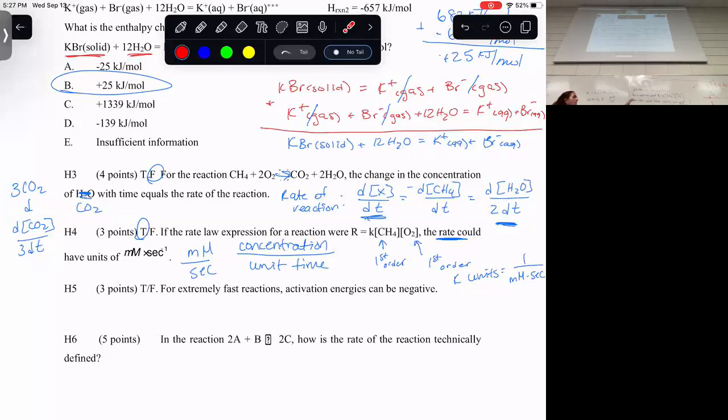Right, so here, the rate law expression for the reaction where R is equal to K times CH4 times O2, the rate could have units of millimolar squared per second. No, right? Because K is going to work its magic and change its unit in order to make this millimolar over seconds. Okay, so this one is false.